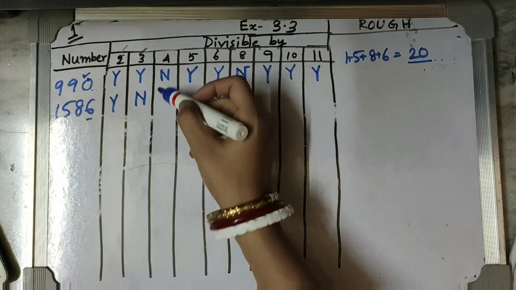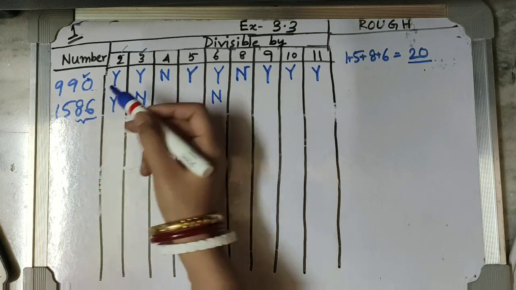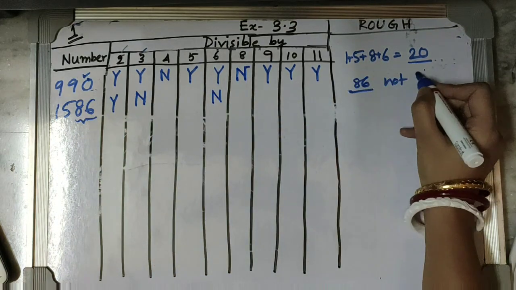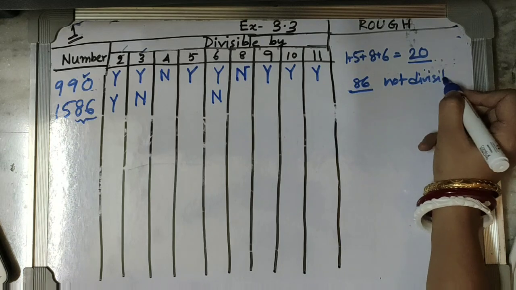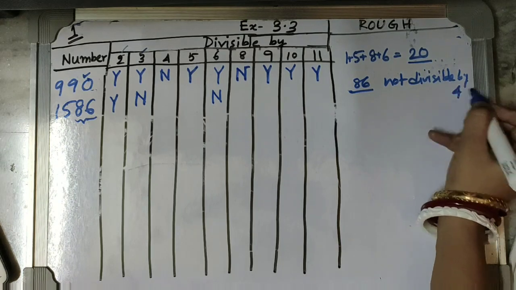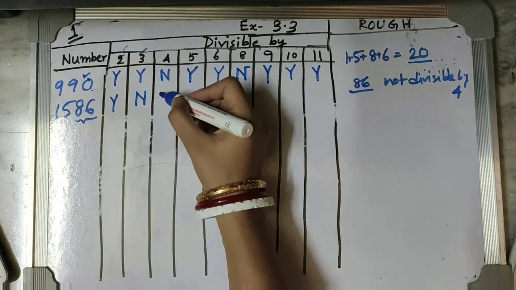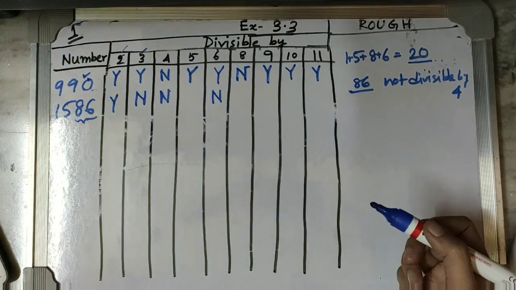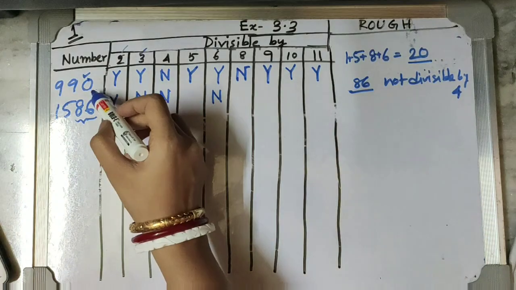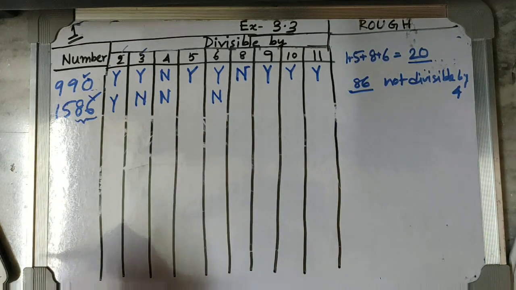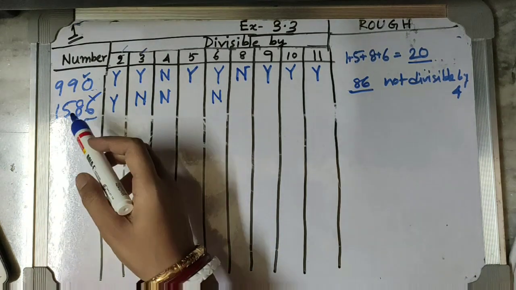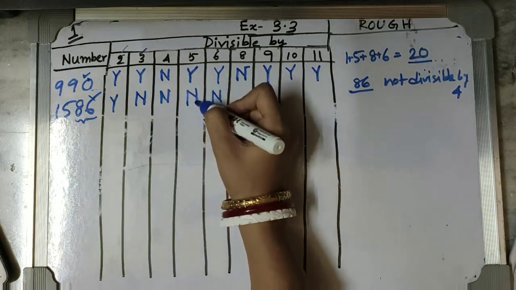So in case of 4, we will check the last two digits, means 86. This is not divisible by 4. So the number is not divisible by 4. Okay. In case of 5 also, we will check the last digit. Here it is 6 given, neither 5 nor 0. So this number is not divisible by 5.